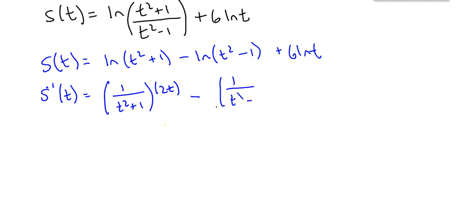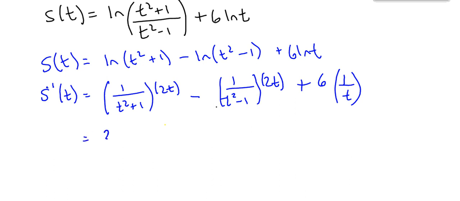Something weird just happened with my pen. Let's try to fix that. So t squared minus 1, and then times the derivative of that, which is 2t. And then over here, plus 6 times the derivative of ln t, which is just 1 over t. So cleaning that up a little bit, I have 2t over t squared plus 1 minus 2t over t squared minus 1 plus 6 over t.